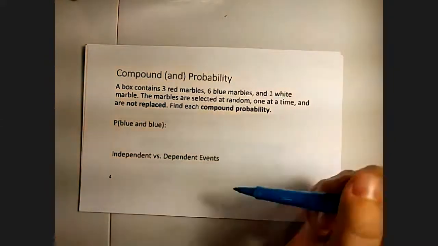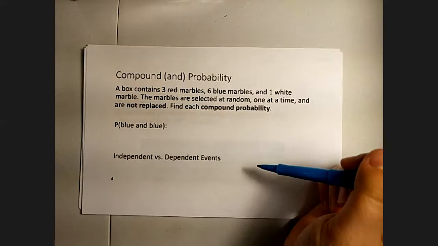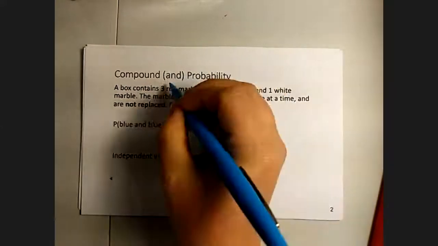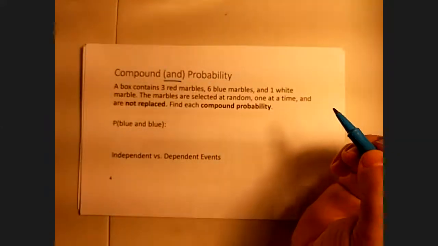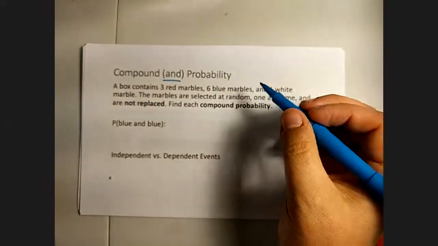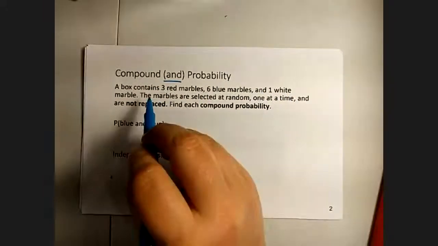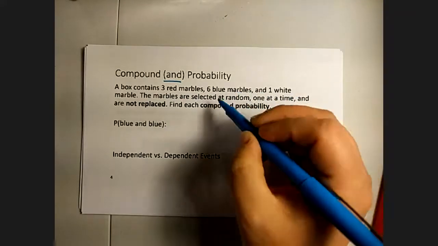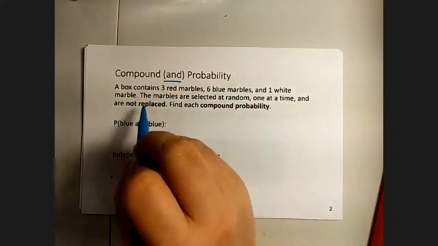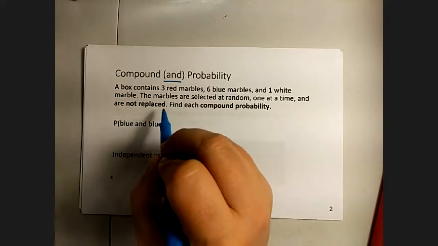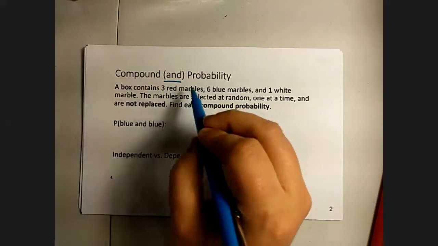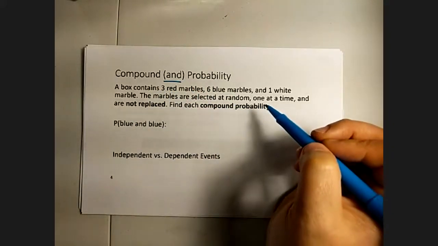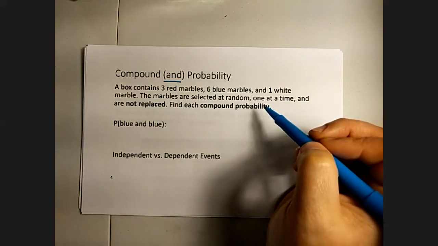Looking back at something we did last week, we talked about compound probability using an "and". This was looking for the probability that something and something else also happens. A box contains 3 red marbles, 6 blue marbles, and 1 white marble. The marbles are selected at random, one at a time, but they're not replaced. This would be an example of dependent events, a phrase we used last week.